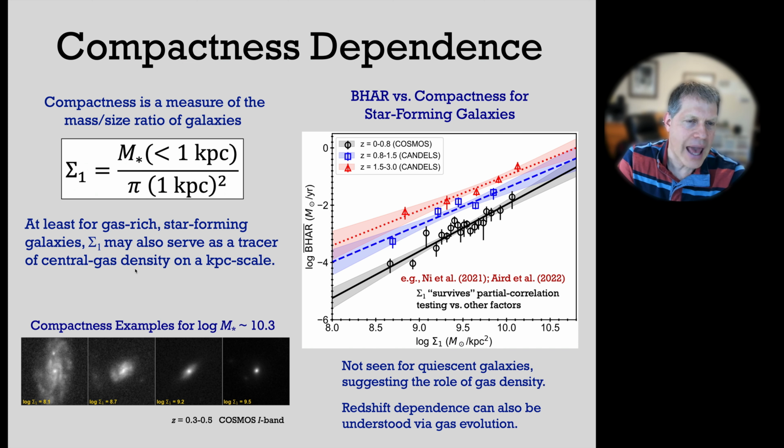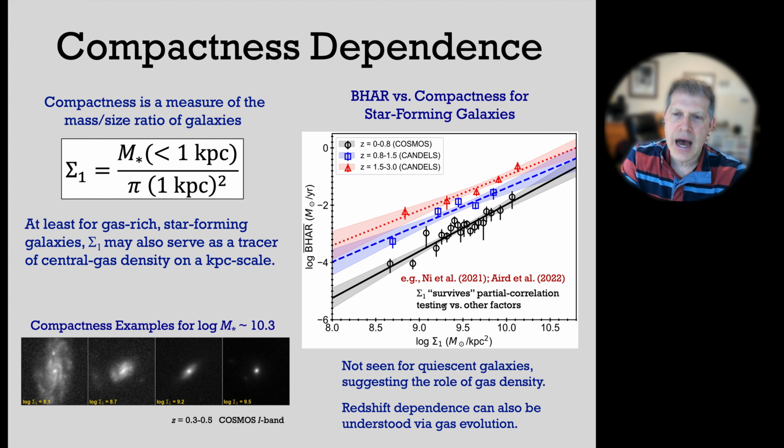Furthermore, at least for gas-rich star-forming galaxies, this sigma 1 quantity may and should also serve as a tracer of the central gas density on a kiloparsec scale. And so authors have looked for, and indeed now have found, correlations between black hole accretion rate and compactness for star-forming galaxies. Here is that long-term average black hole accretion rate plotted as a function of galaxy compactness in 3 different redshift bins derived from COSMOS and the CANDELS surveys, running all the way from redshifts 0.8 to 1.5 up to 1.5 to 3. And you see that there are clear correlations between black hole accretion rate and compactness, indicating this is another driver of supermassive black hole growth.